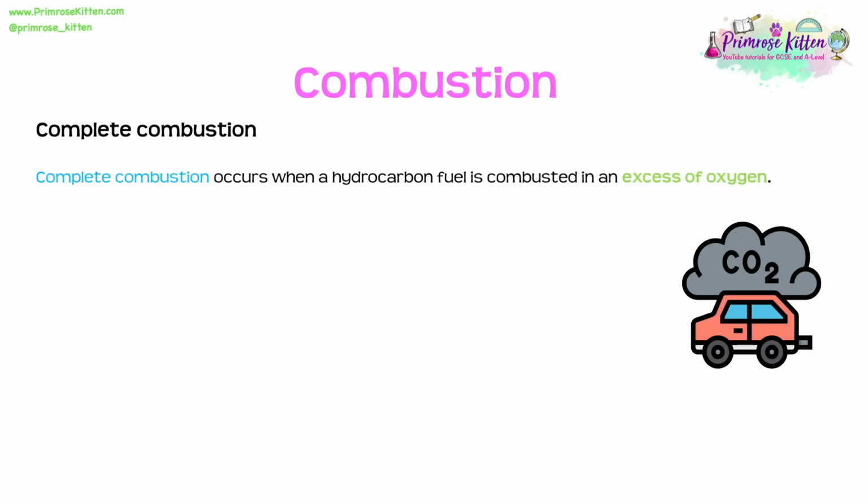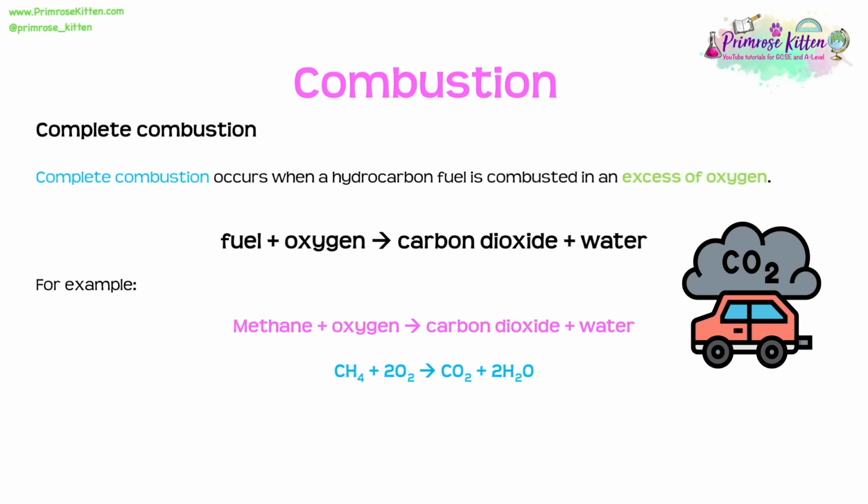Let's have a look in a bit more detail at the process of complete combustion. Now, complete combustion occurs when a hydrocarbon fuel is combusted in an excess of oxygen. And the general equation for complete combustion is fuel plus oxygen makes carbon dioxide and water. Now, an example of this is methane fuel plus oxygen makes carbon dioxide and water.